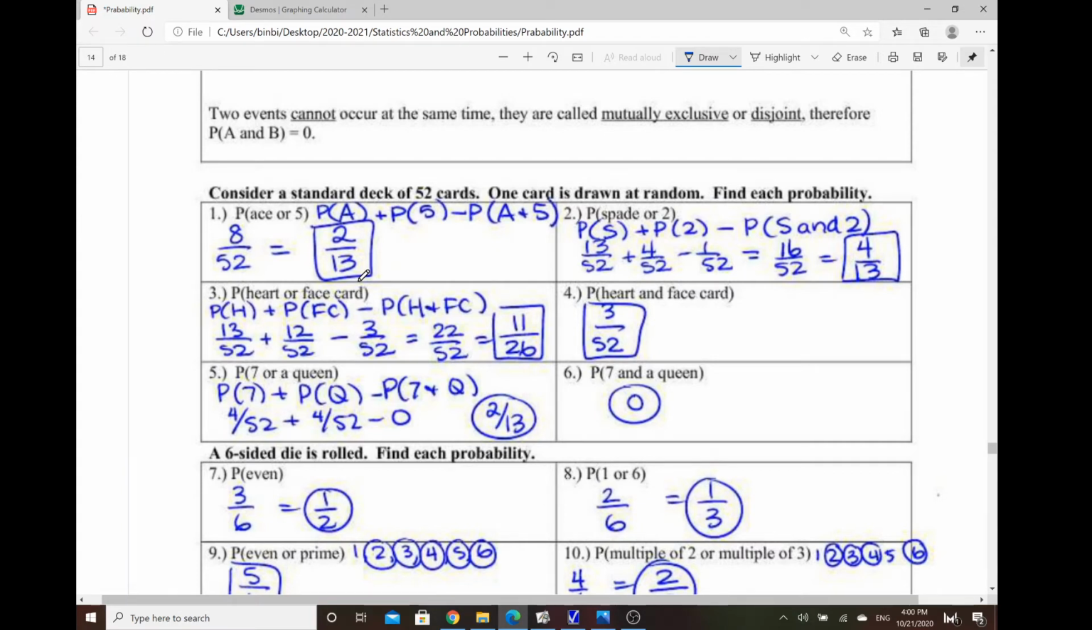But here's the one. The spade card or 2. One of the spade cards is considered a 2, so that's considered overlapping. So 13 spades plus how many 2s? 4 twos. So 13 over 52 plus 4 over 52 minus 1 over 52. This one is considered overlapping. So 16 over 52, and then that'll be 4 over 13.